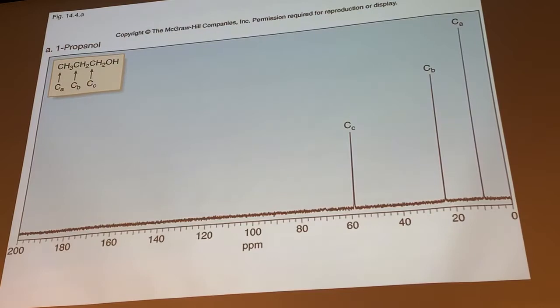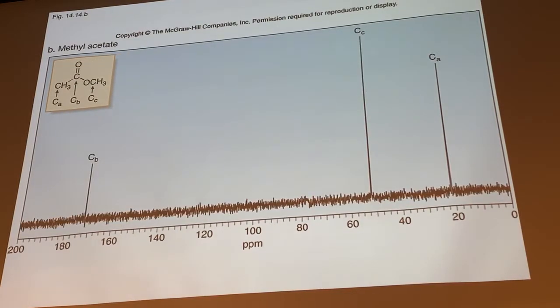And so we see another sample spectrum, 1-propanol, and these three peaks can be easily assigned based on increasing distance from the electronegative oxygen. So that's pretty straightforward. Here we have another one, methyl acetate with a carbonyl group.